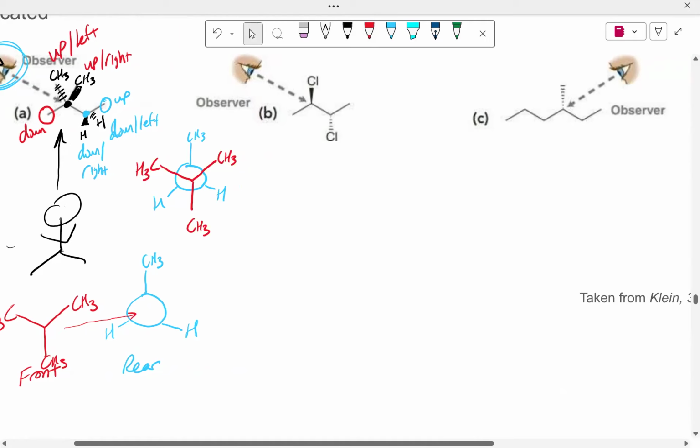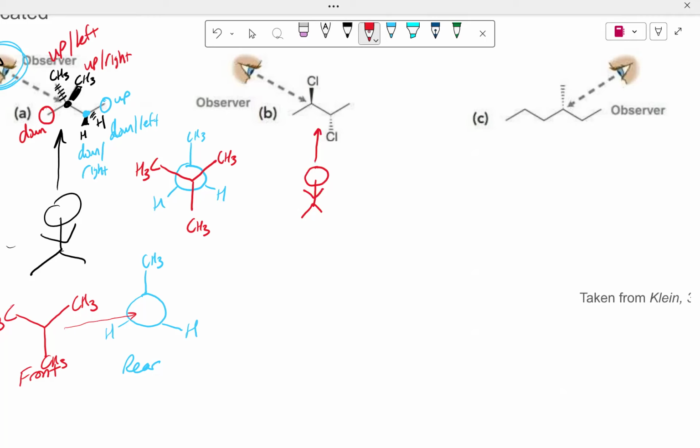Now let's take a look at B. Again, what I want you to do is start off by imagining you are right here and you're looking at the compound from the side. When you do that, this chlorine is coming out at you. And then let's draw the hydrogen in. That hydrogen's going away. And then this chlorine over here is going away from you. And this hydrogen would be sticking out at you.